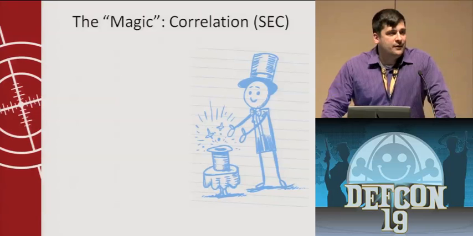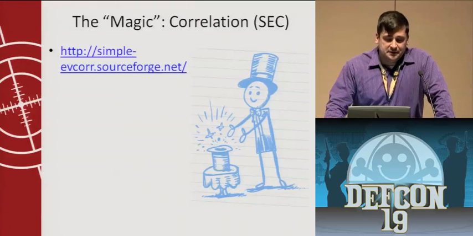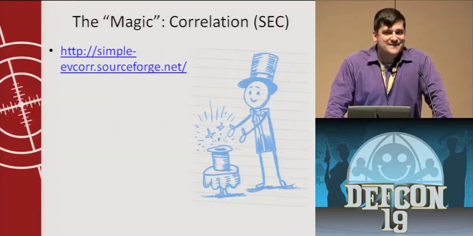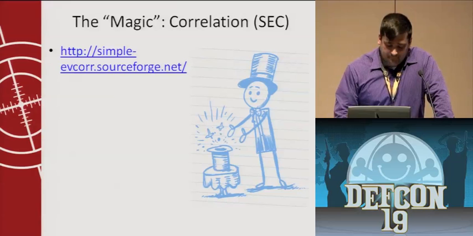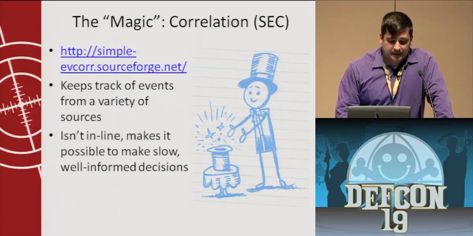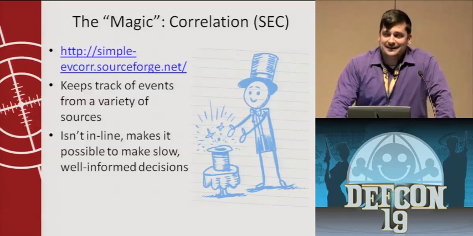Finally, we have where the magic occurs, which is the correlation system. Now, my correlation system of choice is the simple event correlator. It's a pretty simple, non-vendor specific correlation system. It'll keep track of events from a variety of sources. It's not in line. So this is a big difference from the inline IPS. We're not in line here.